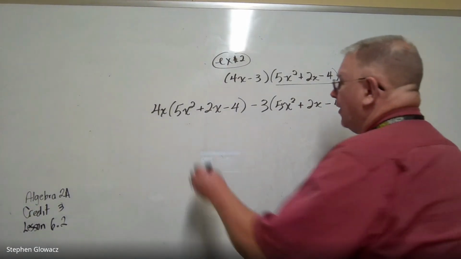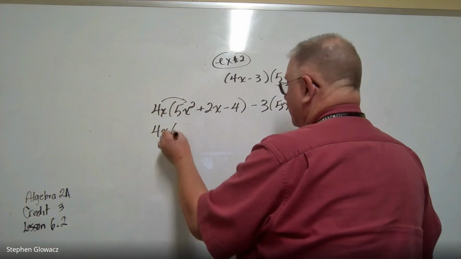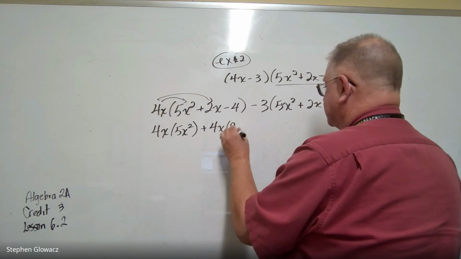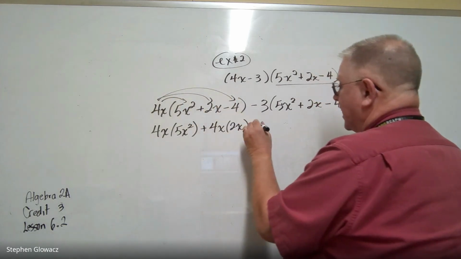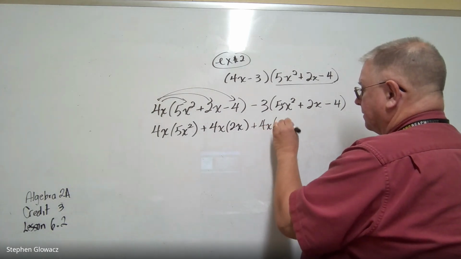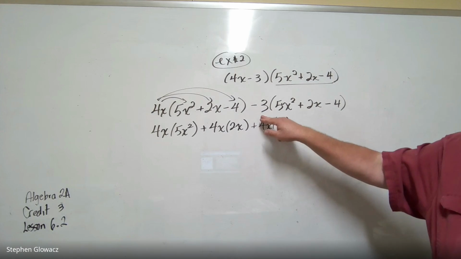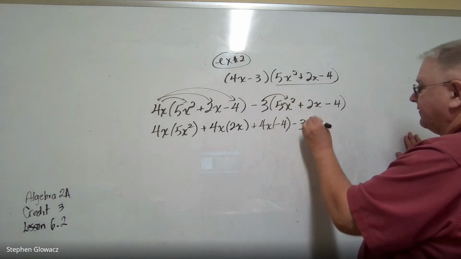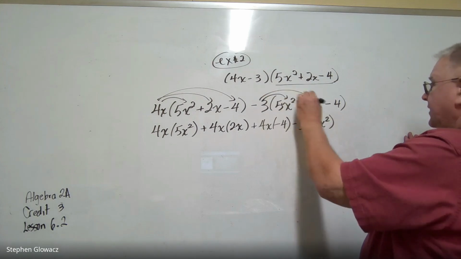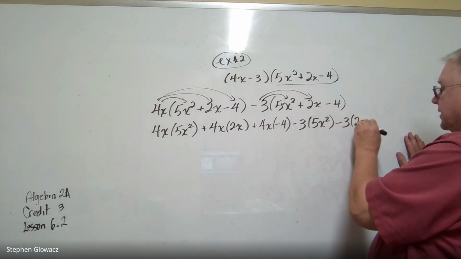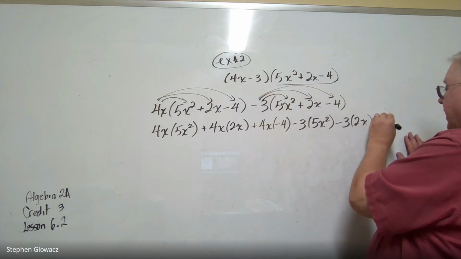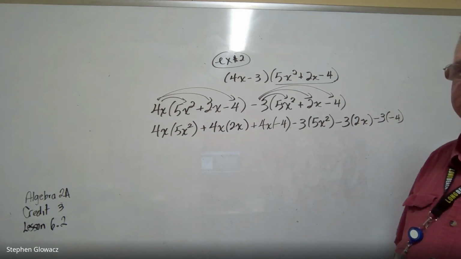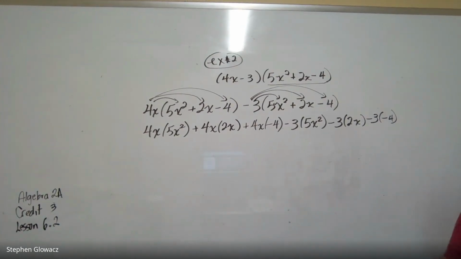We have 4x times 5x squared, and then 4x times 2x, and then finally 4x times negative 4. Now we're going to multiply the negative 3 to everything as well. Negative 3 times 5x squared, and then negative 3 times 2x, and then finally negative 3 times negative 4. Now we're going to multiply each of these. It looks like a lot, but it goes pretty fast. So let's go ahead and do that.